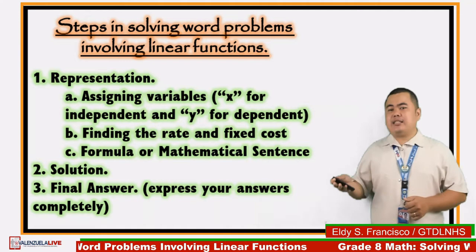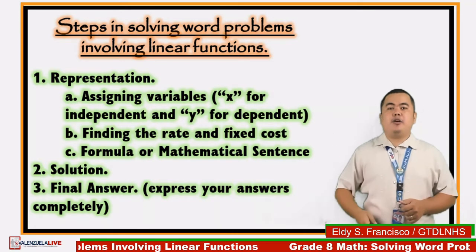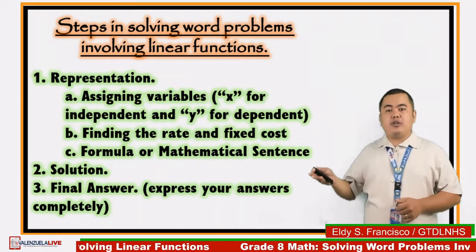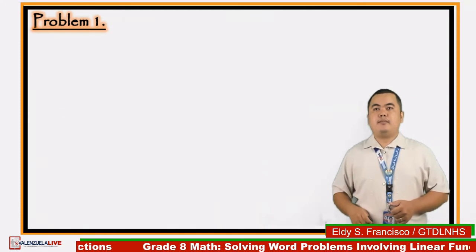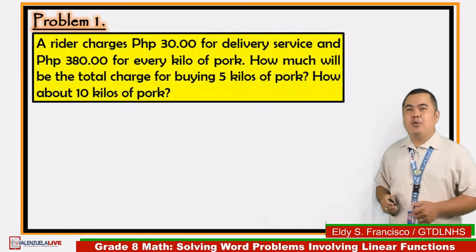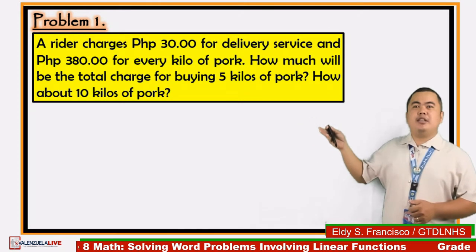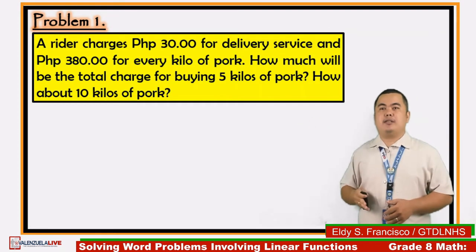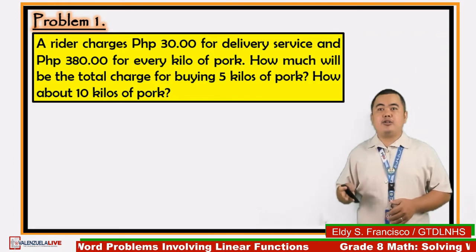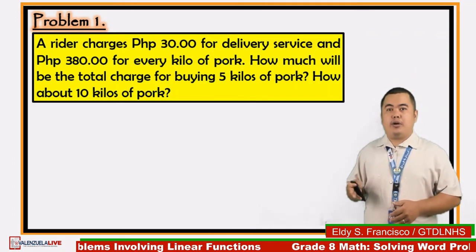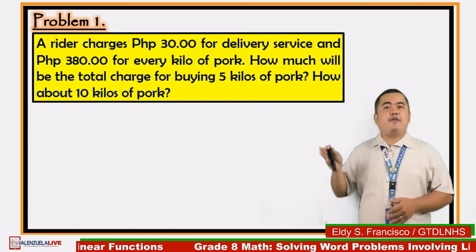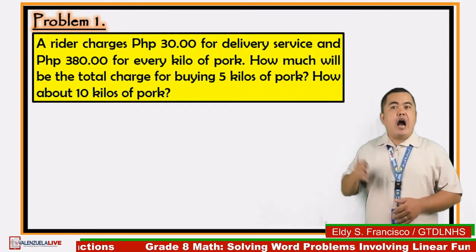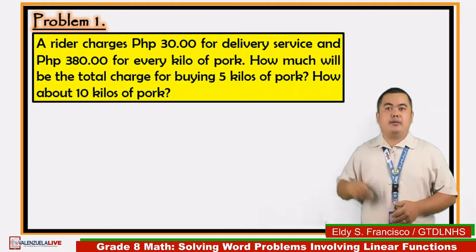By applying the steps in solving linear functions, let's go back to the first problem and try to solve it. Problem number 1. A rider charges 30 pesos for delivery service and 380 pesos for every kilo of pork. How much will be the total charge for buying 5 kilos of pork? How about 10 kilos of pork?